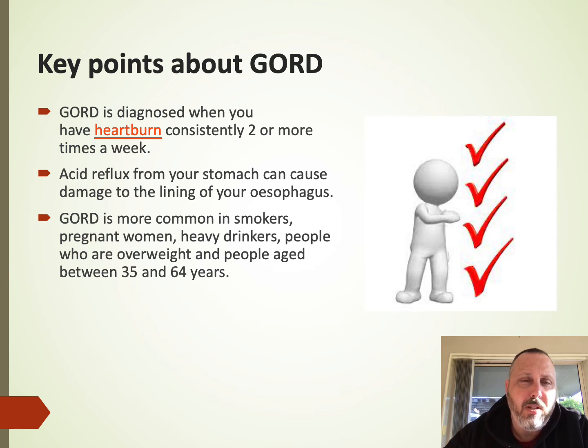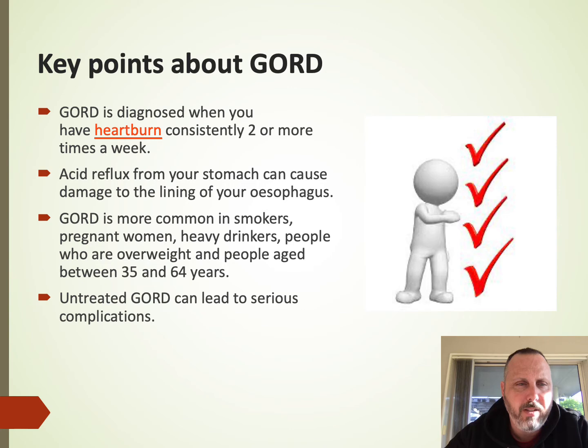GORD is more common in smokers, pregnant women, heavy drinkers, and people that are overweight. It's more commonly seen in people aged 35 to 64 years. It can be seen across the board, but if you look at the lifestyle factors, people within those age groups are more likely to have been smoking for many years, to have pregnancy, to be drinking, to be overweight. Any of those things are more common within that age group and would be contributing factors.